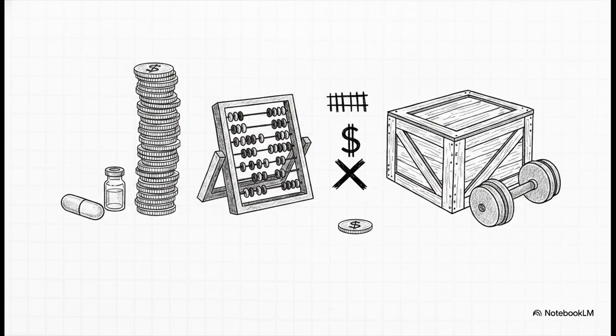This is absolutely vital because a single specialty drug might cost $10,000 and only weigh a few grams. Meanwhile, a crate of generic saline might cost $50 and weigh 20 kilos.